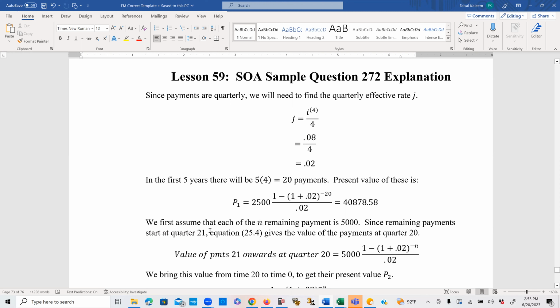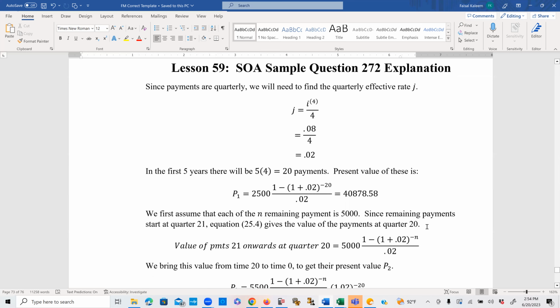Since the remaining payments start at quarter 21, they are happening after 5 years. But the present value annuity immediate equation will give the value of these payments at quarter 20, since the present value of annuity immediate always gives the present value 1 period before the first payment. So these next series of payments of 5,000 start at quarter 21, so this formula will give their present value at quarter 20.